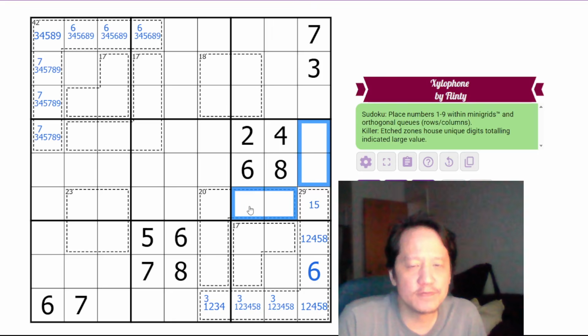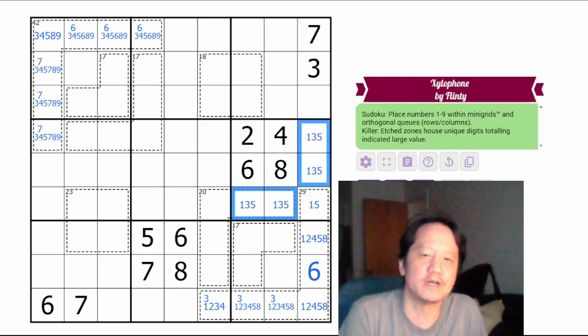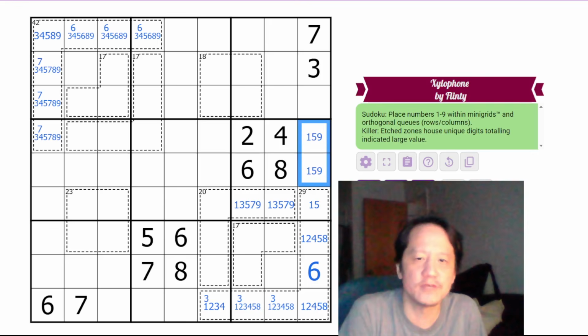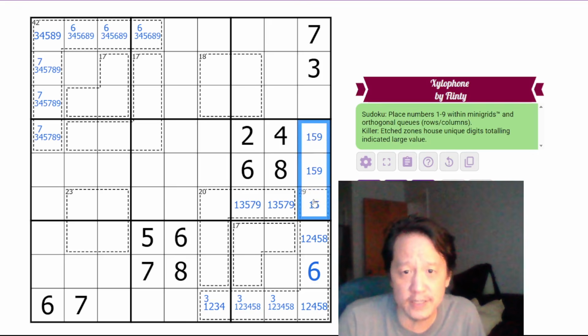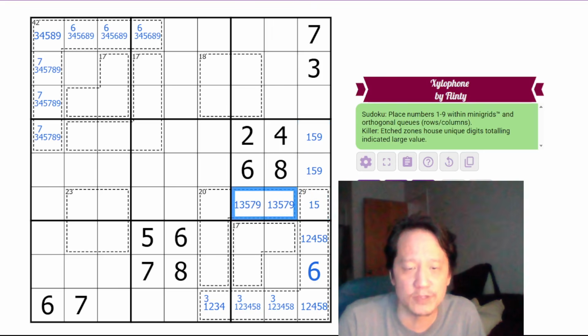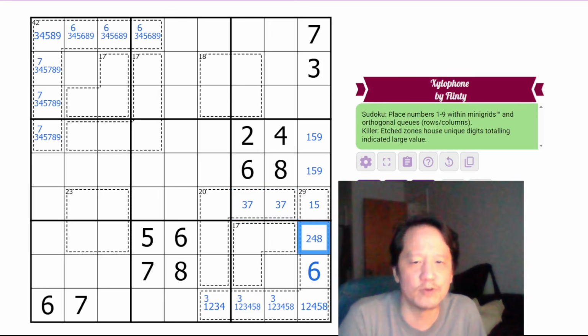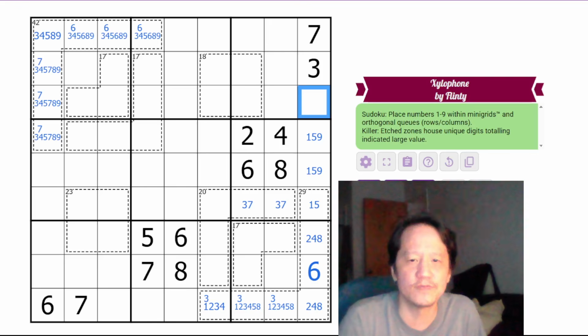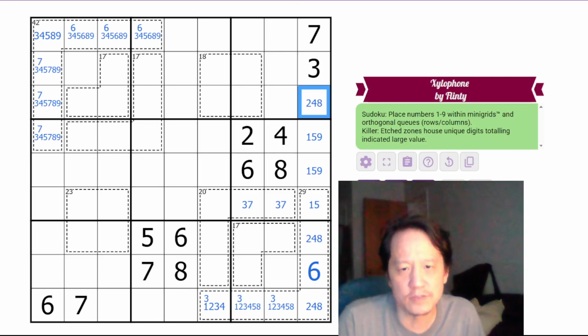Remaining digits of this right central box are the odd digits, 1, 3, 5, 7, 9. No 3 and 7 here. This is 1, 5, 9 as a triplet, which eliminates 1, 5, 9 in the rest of the box. So this is 3, 7 now as a triplet here. That means this cannot be 1, 5, or 9 remaining in column 9. So this must be 2, 4, or 8 here.